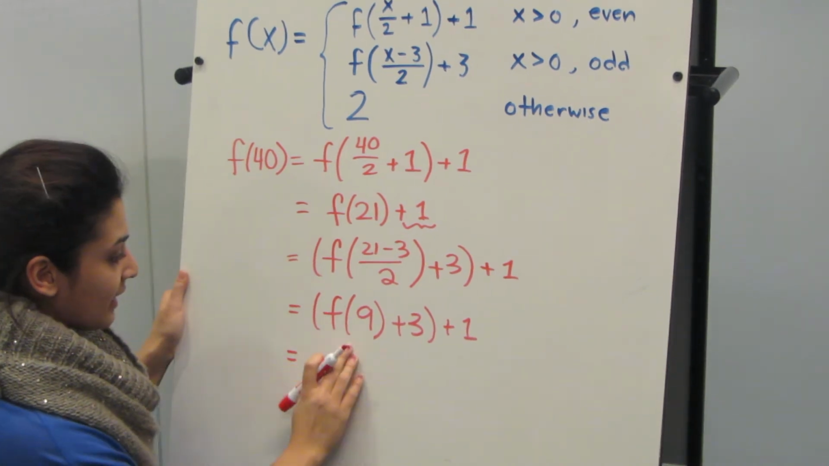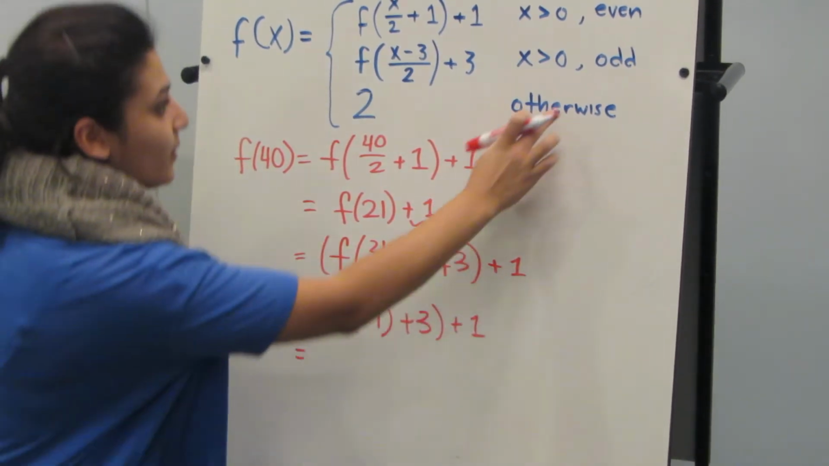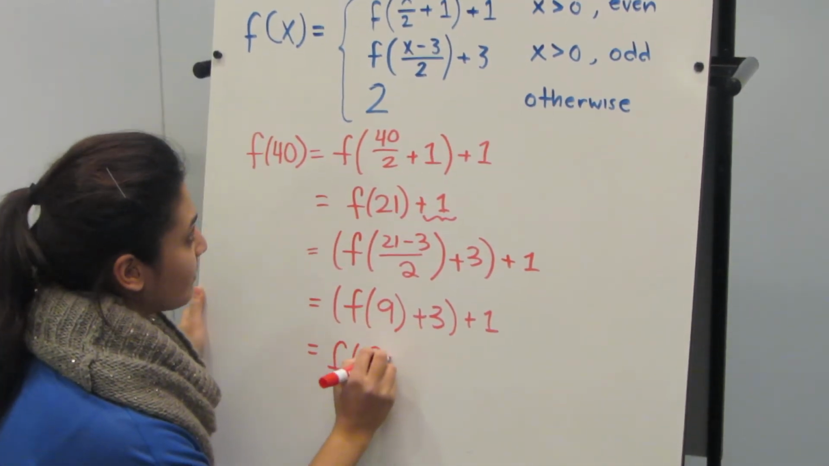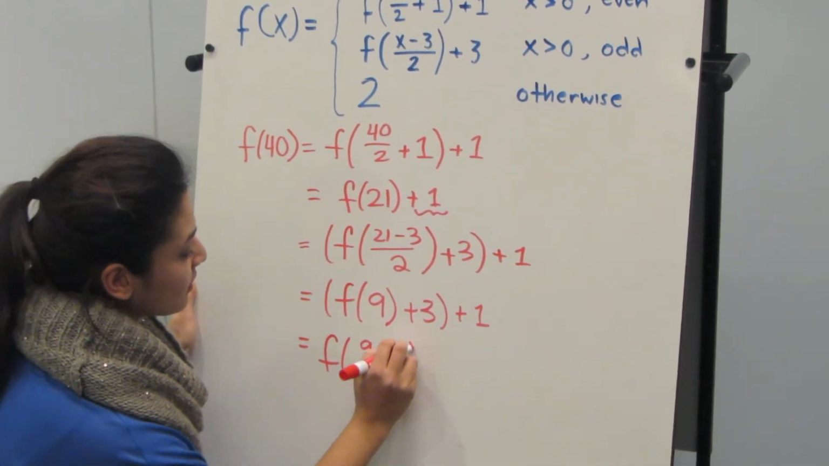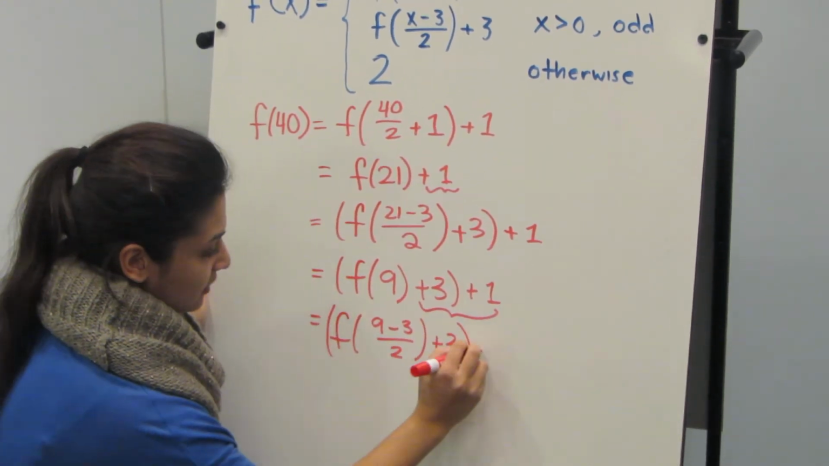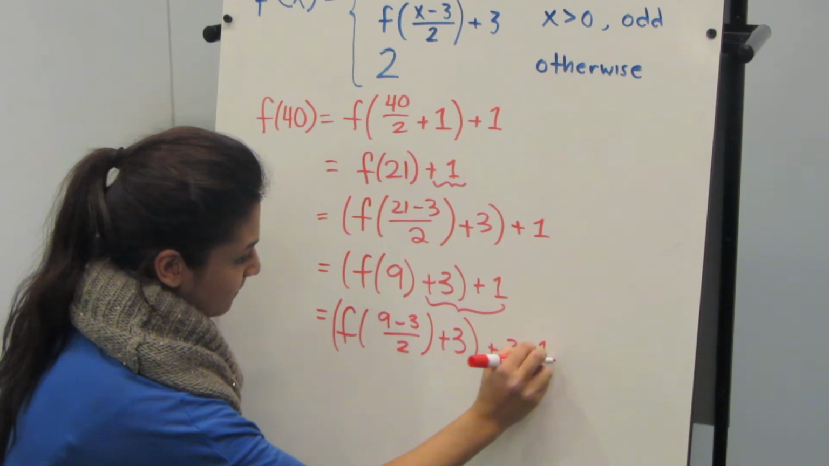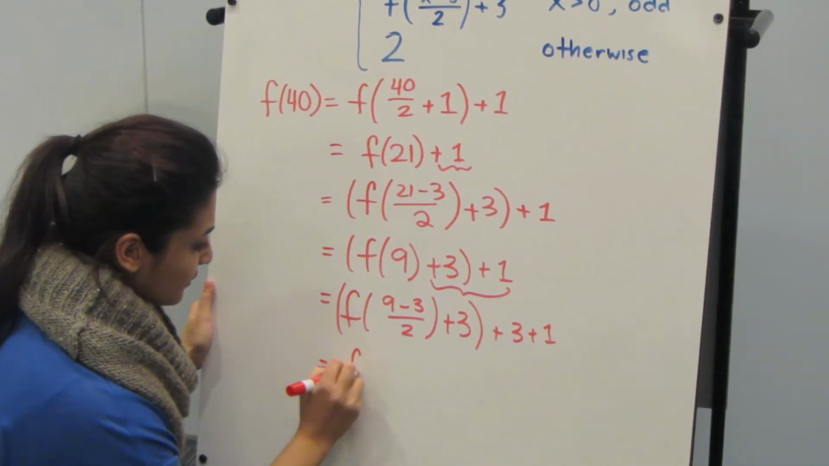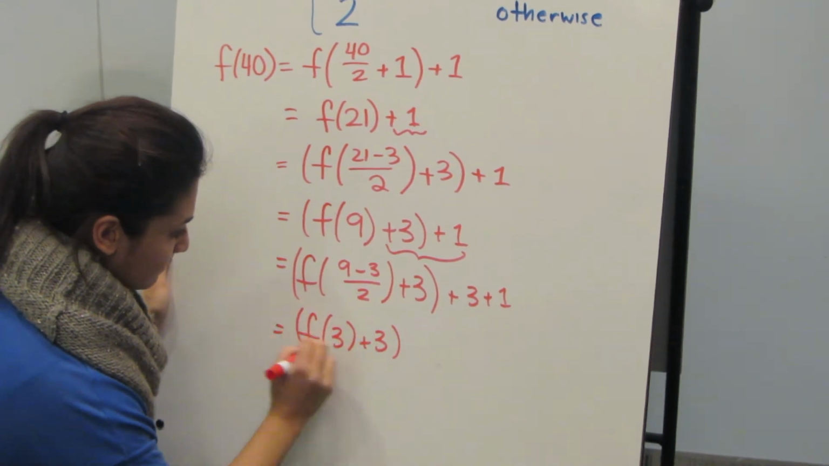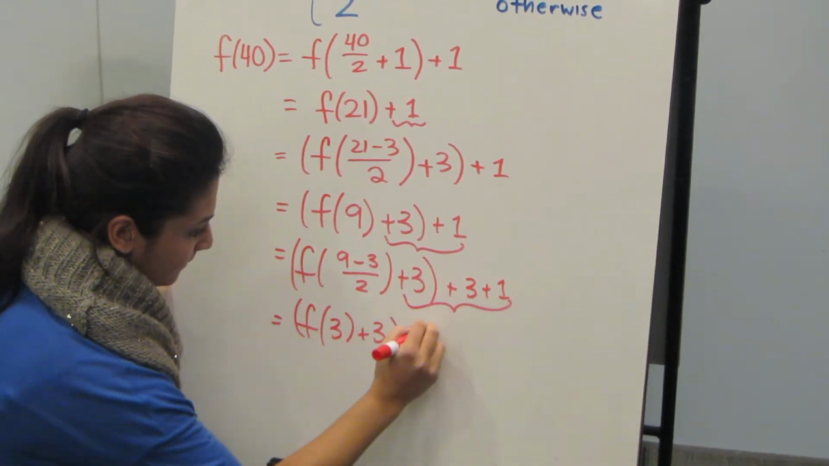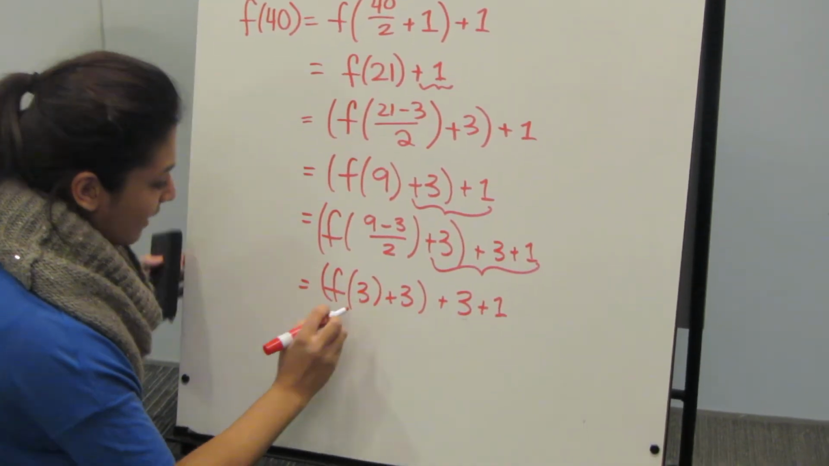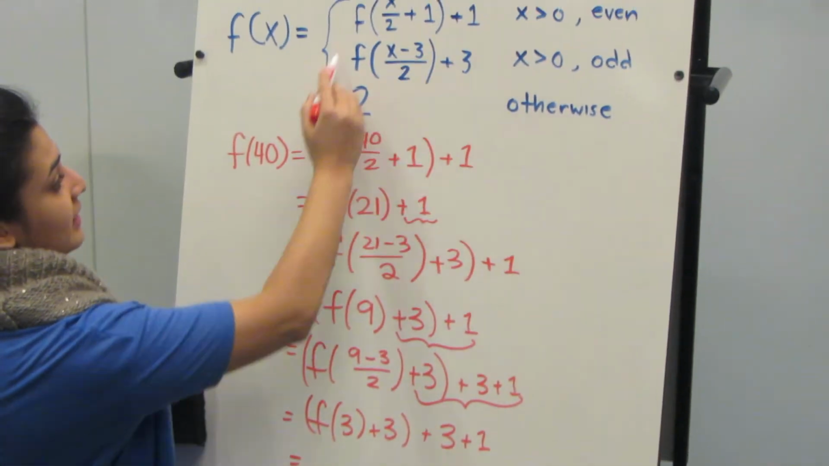Now, we're not done yet again, so since 9 is odd, we plug it back into this function. We have f of (9 minus 3) over 2 plus 3, and we have the remaining plus 3 plus 1. Do that again, you get f of 3 plus 3, plus the remaining terms. So we have f of 3, which is odd again, so we plug it into this function.